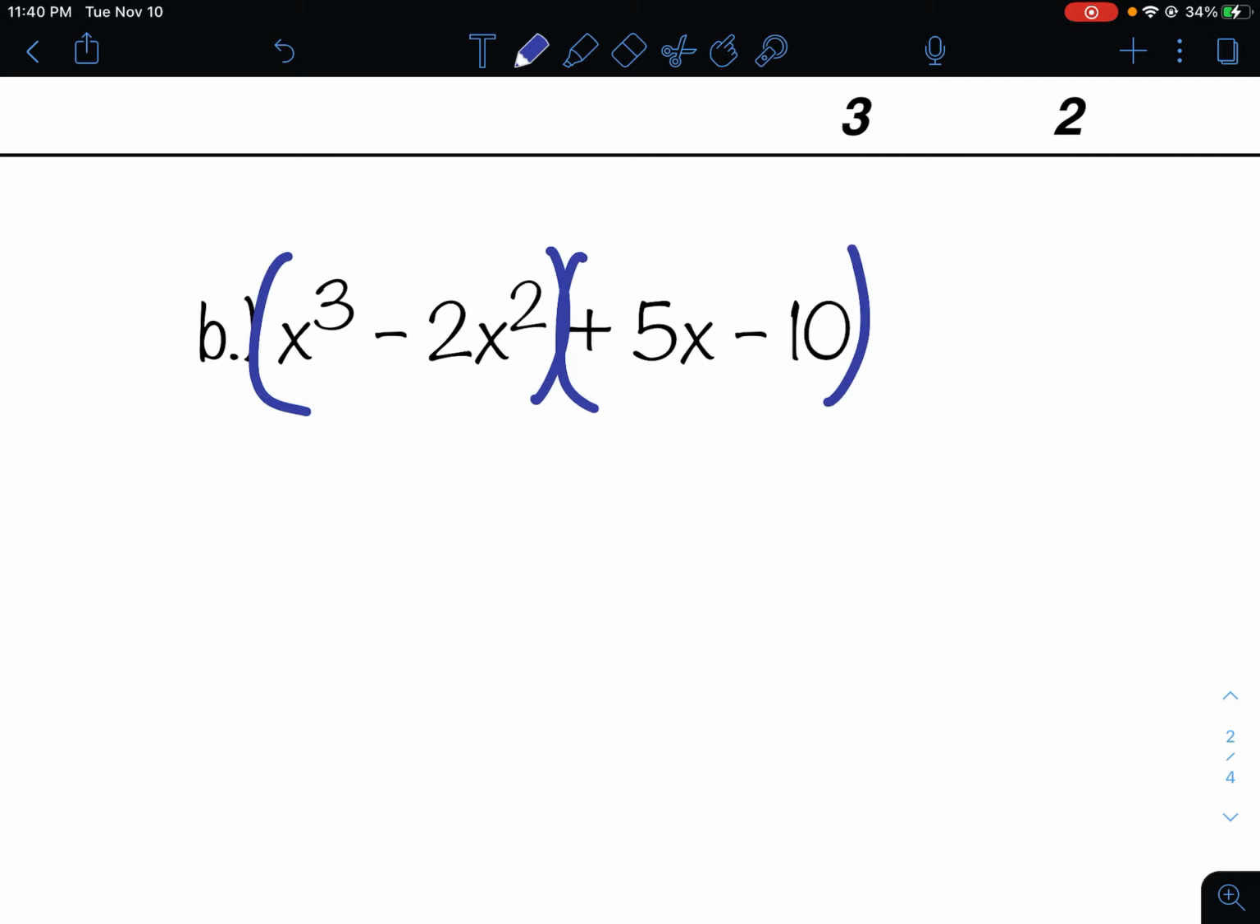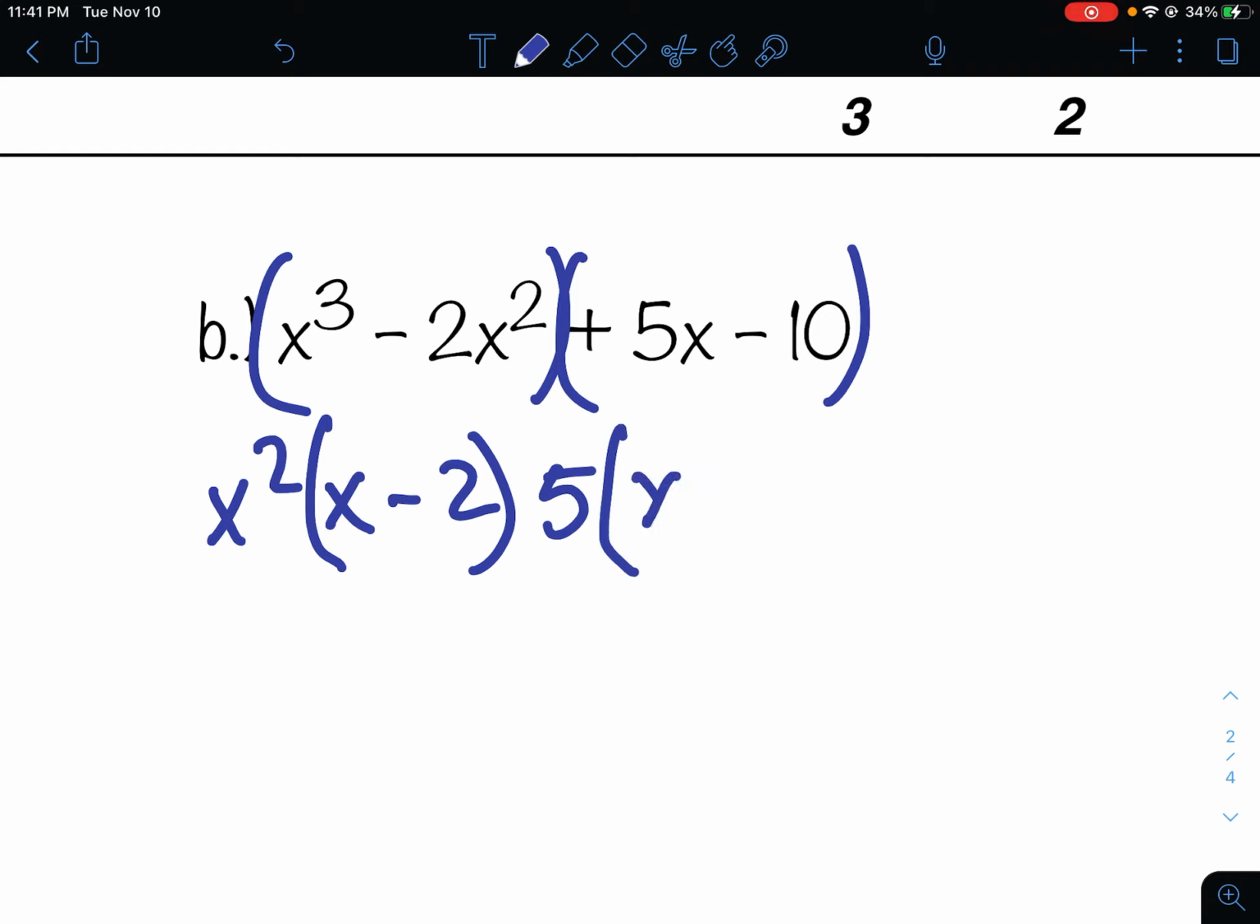So I'm going to take out a GCF of the first set, which is going to be x squared. And when you take out x squared, you're left with an x in the first term and just a -2 as the second term. In the second one, you'll see that a 5 is going to be your GCF. So I'm going to take out a 5. When I take out a 5, I'm just left with an x. And then -10 divided by 5 is -2. Now I know that I've done this right because both of my parentheses are exactly the same.